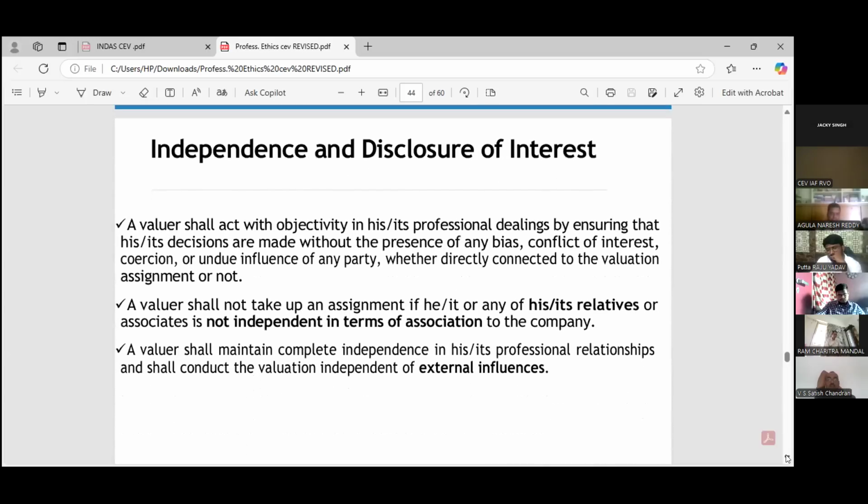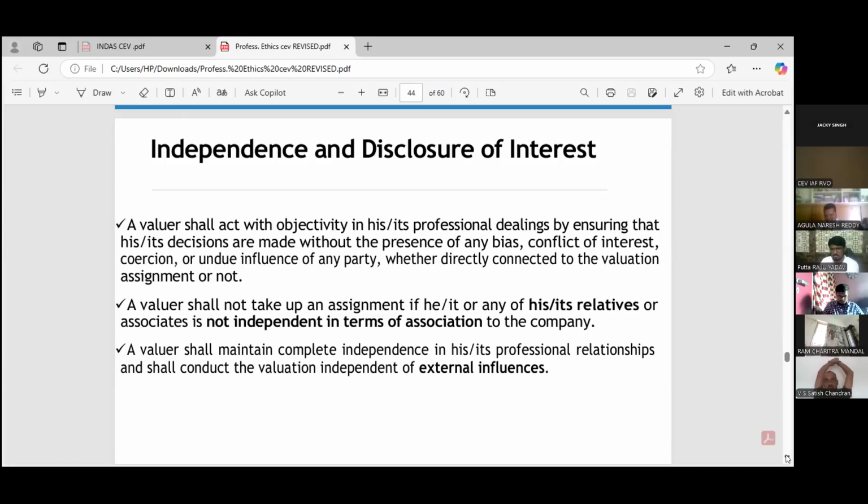Then we have independence and disclosure of interest. A valuer shall act with objectivity in his or its professional dealings by ensuring that his or its decisions are made without presence of any bias, conflict of interest, or coercion or undue influence by any party, whether directly connected to the valuation assignment or not. A valuer shall not take the assignment if he or its or any of his or its relative or associate is not independent in terms of association. Suppose your relative is working in some company. In that case, you can't take the assignment.